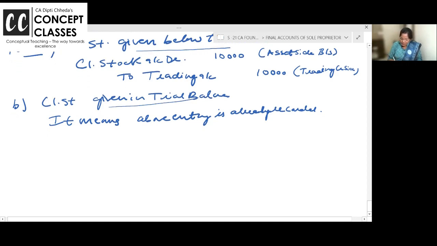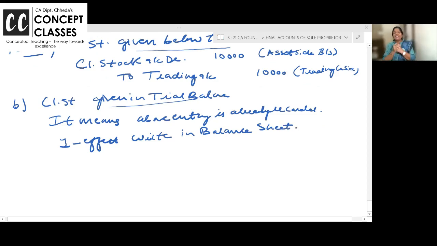तब क्या करोगे? Only one effect. Write in balance sheet. One effect. Write in balance sheet. Write in the balance sheet. Clear to all of you? Yes.